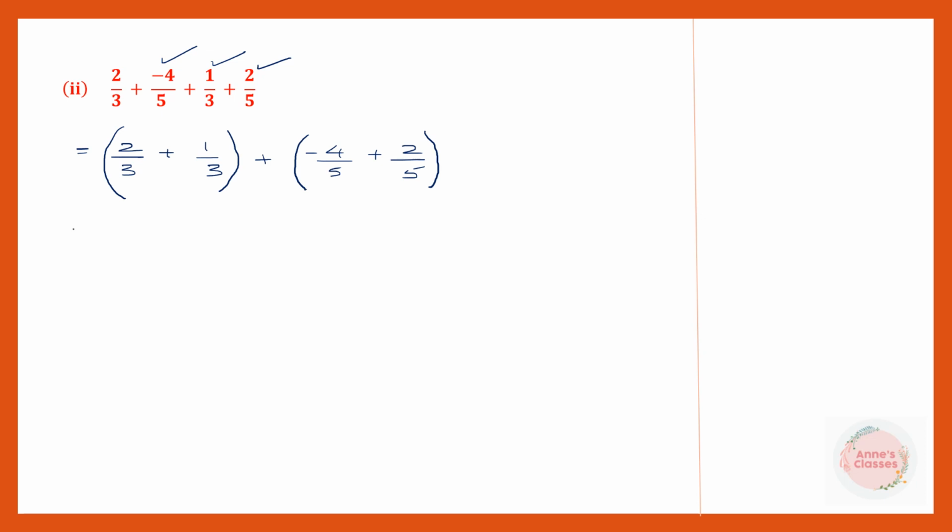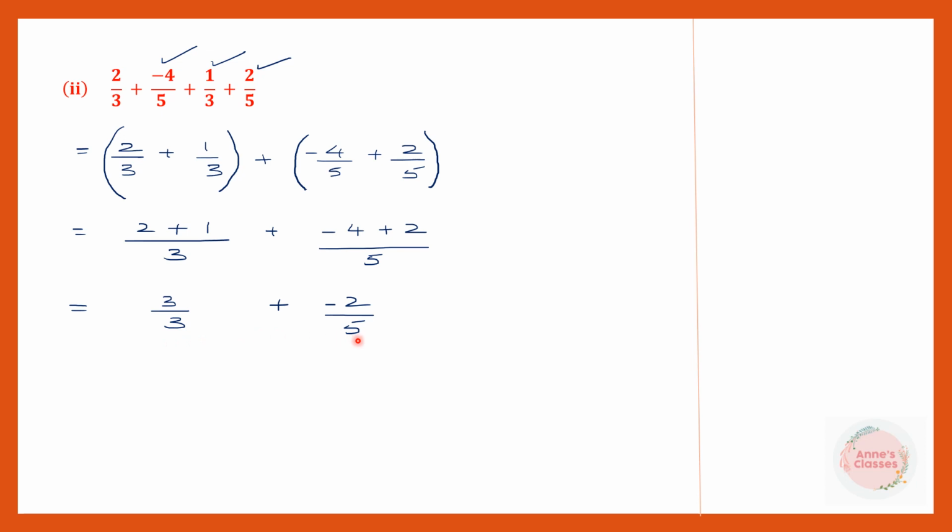Now let's work this out. So here denominator 3, numerators 2 plus 1, plus here the denominator 5, numerators minus 4 plus 2. Now let's simplify this. 2 plus 1 is 3, 3 by 3, plus here minus 4 plus 2. Signs are different, put the sign of the bigger number and subtract. 4 minus 2 is 2, minus 2 by 5. So here we have two rational numbers, 3 by 3 plus minus 2 by 5.